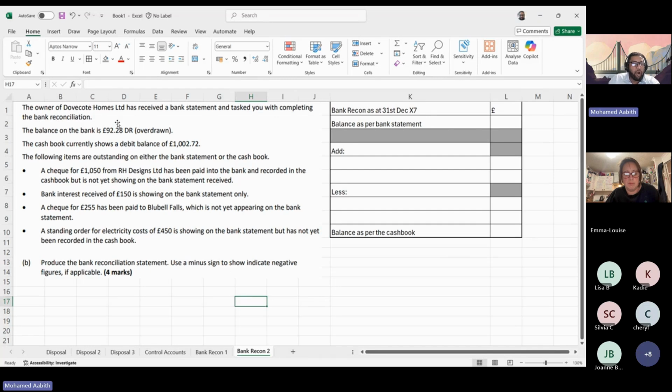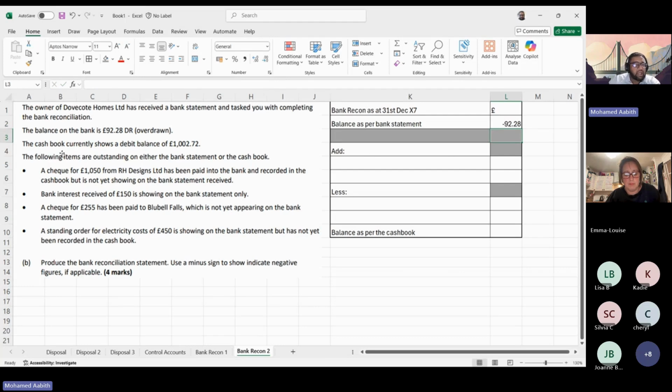The owner of Dowcourt Homes Limited has received a bank statement and tasks you with completing the bank reconciliation. The balance of the bank is £92.28 overdrawn. So let's say here £92.28, because I'm using the negative number here. Okay, so that is the bank statement.